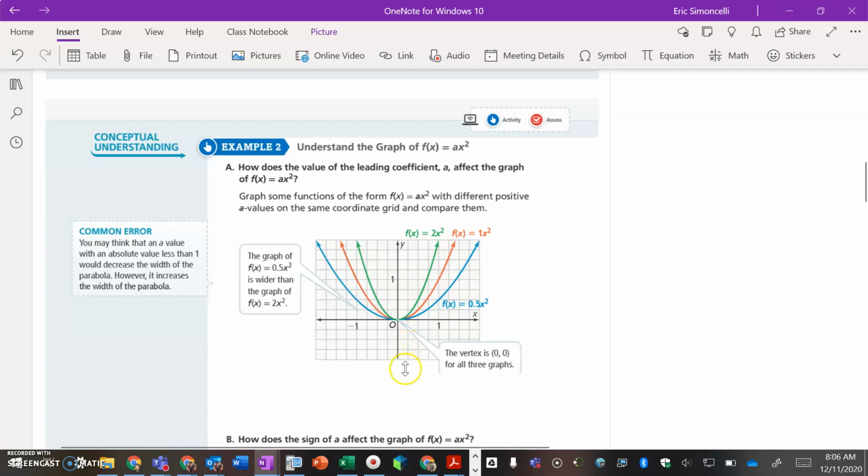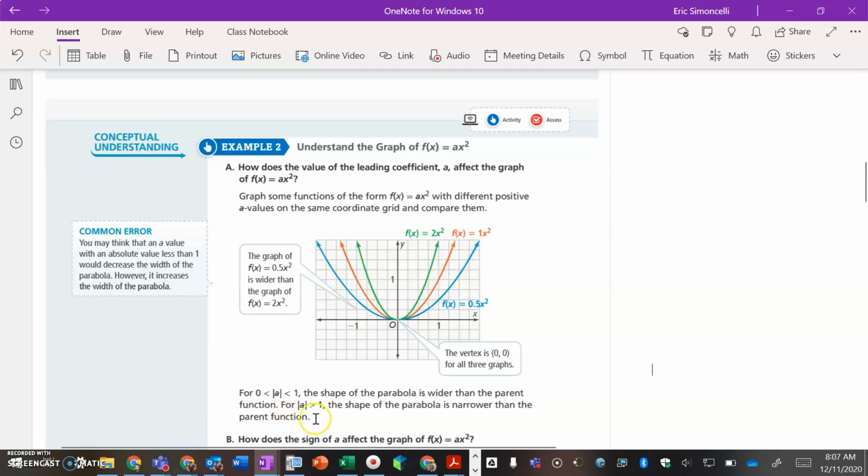The vertex again is 0, 0 for all three graphs. And let's take a look at the connections further. For an absolute value of a, so the number in front of the function x squared, if a is between 0 and 1 after the absolute value is taken, the shape of the parabola is wider than the parent function. So this blue function is pushed down vertically, or compressed down vertically, but you can see the blue function is also wider than the red, the parent.